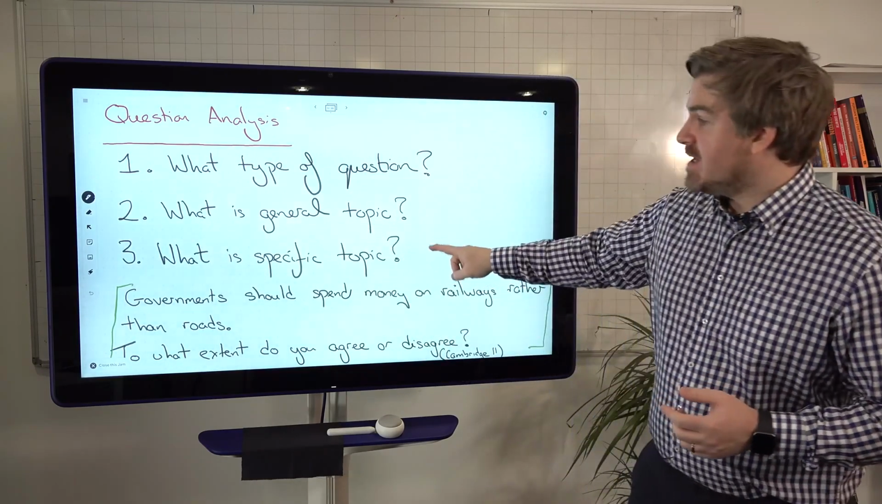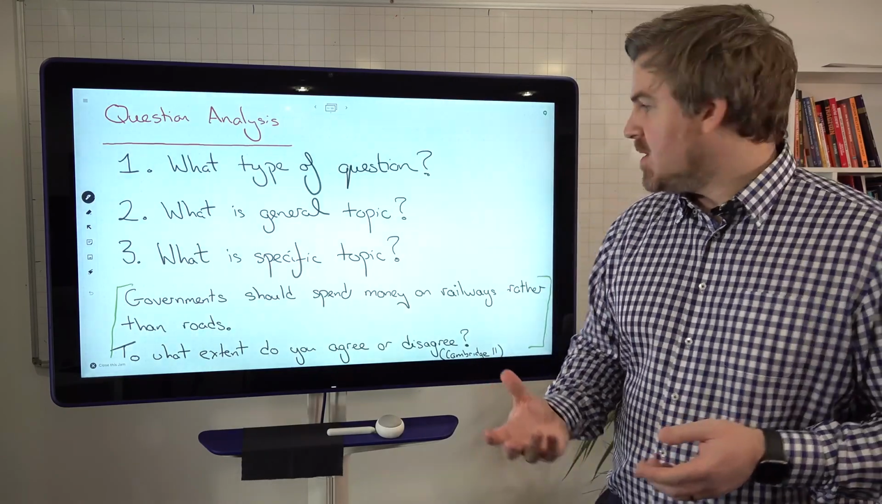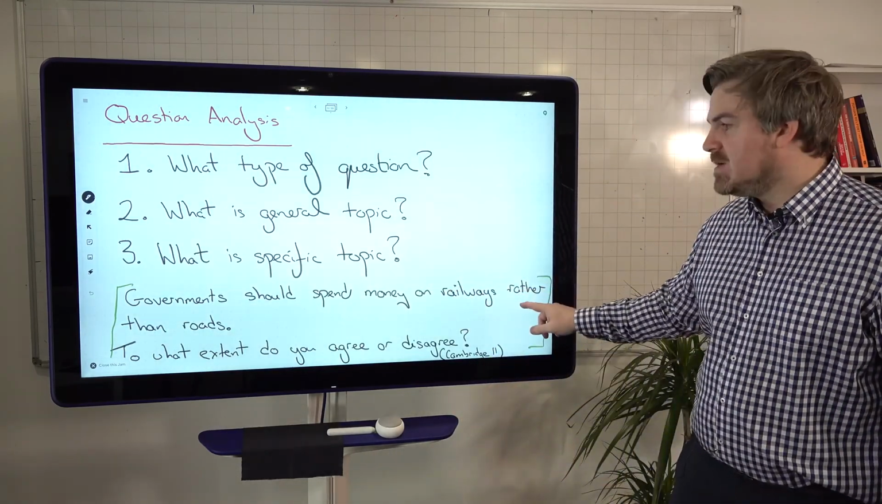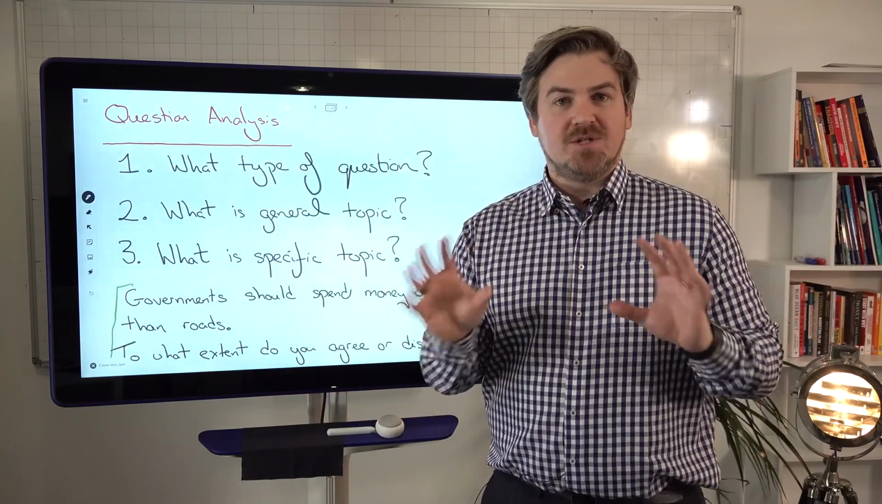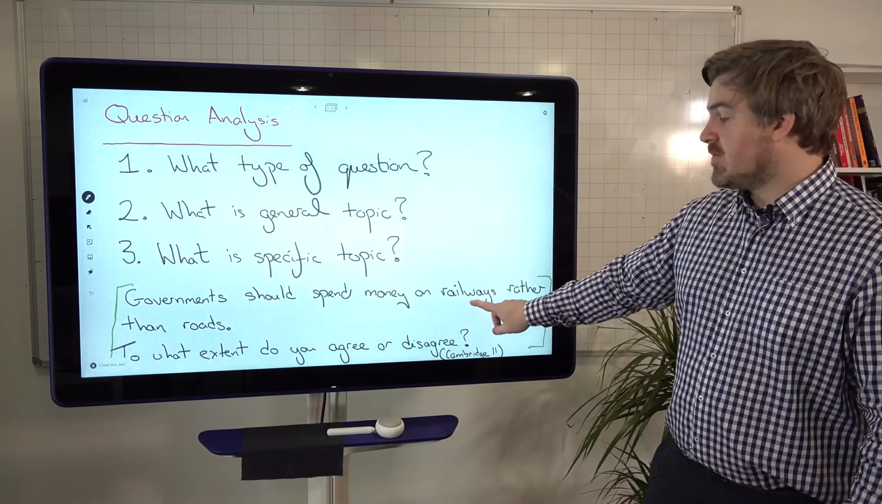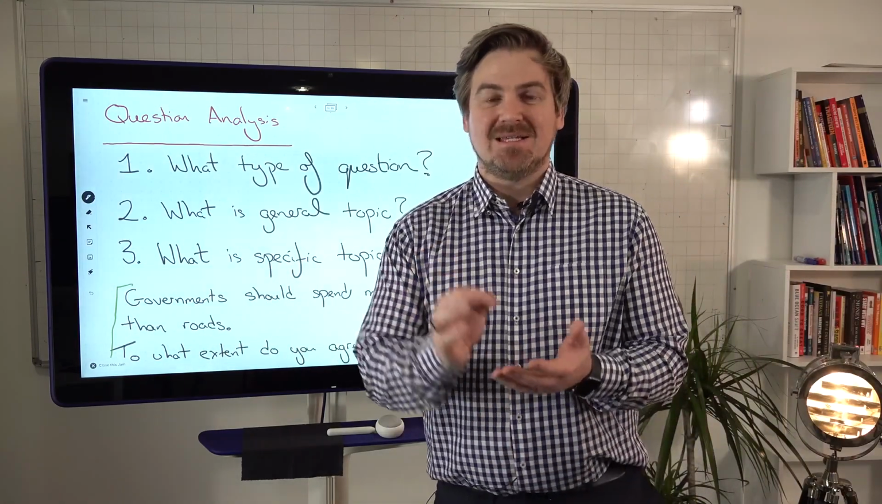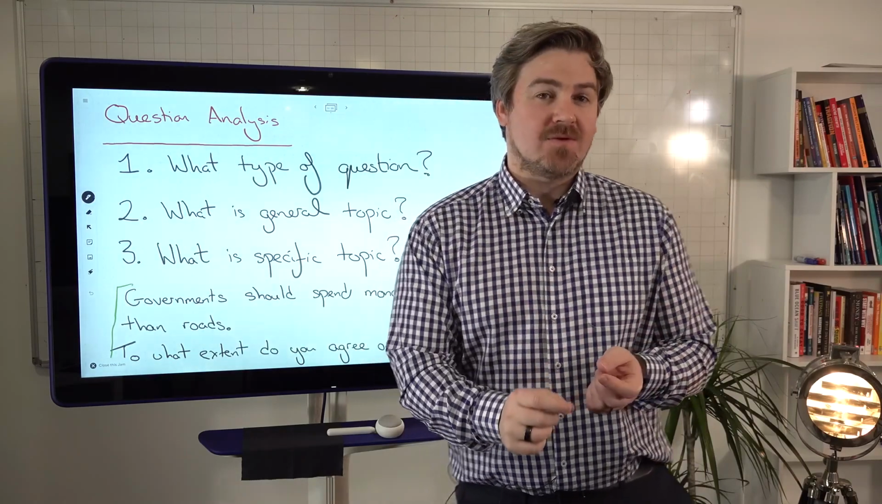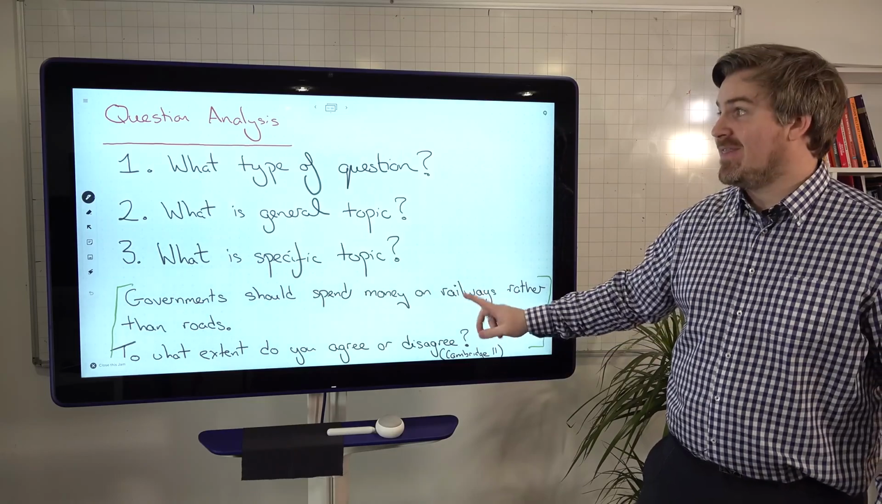Then you need to ask yourself the third question, what is the specific topic? All right, so governments should spend money on railways rather than roads. Within the context of the general topic of government spending, you need to talk about whether governments should spend money on railways or roads. That is the most important aspect of the question. And you need to say, do you agree or disagree about that thing?